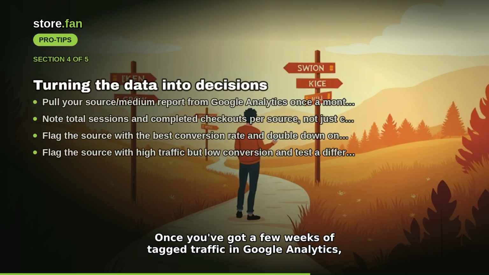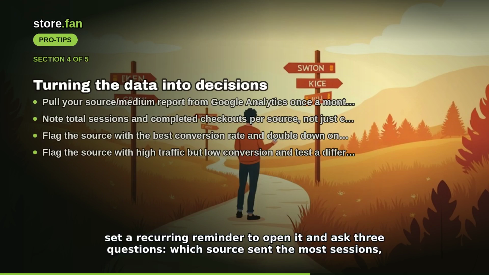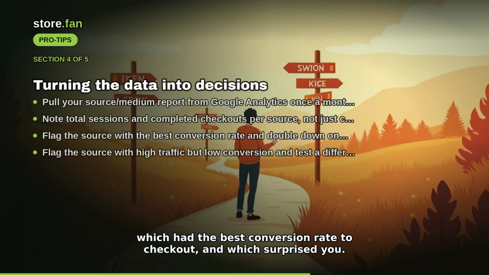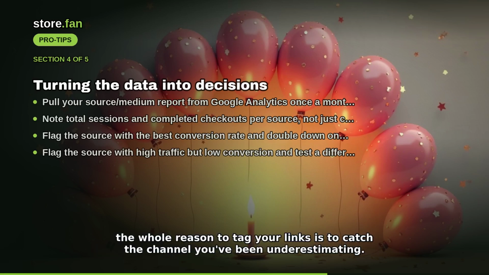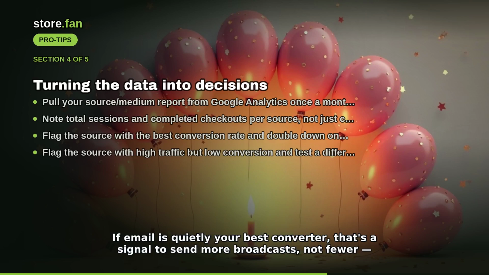Once you've got a few weeks of tagged traffic in Google Analytics, set a recurring reminder to open it and ask 3 questions. Which source sent the most sessions? Which had the best conversion rate to checkout, and which surprised you? That third question matters as much as the first 2. The whole reason to tag your links is to catch the channel you've been underestimating. If email is quietly your best converter, that's a signal to send more broadcasts, not fewer.